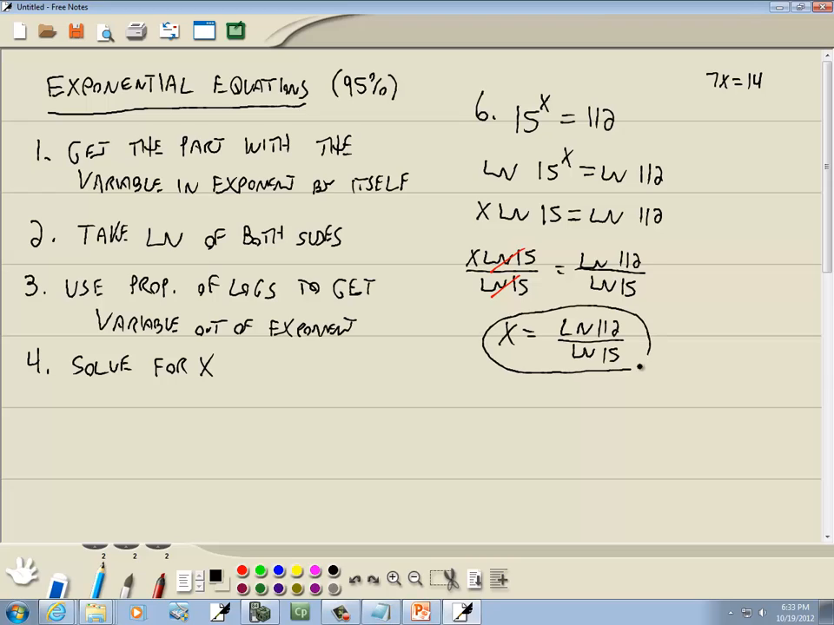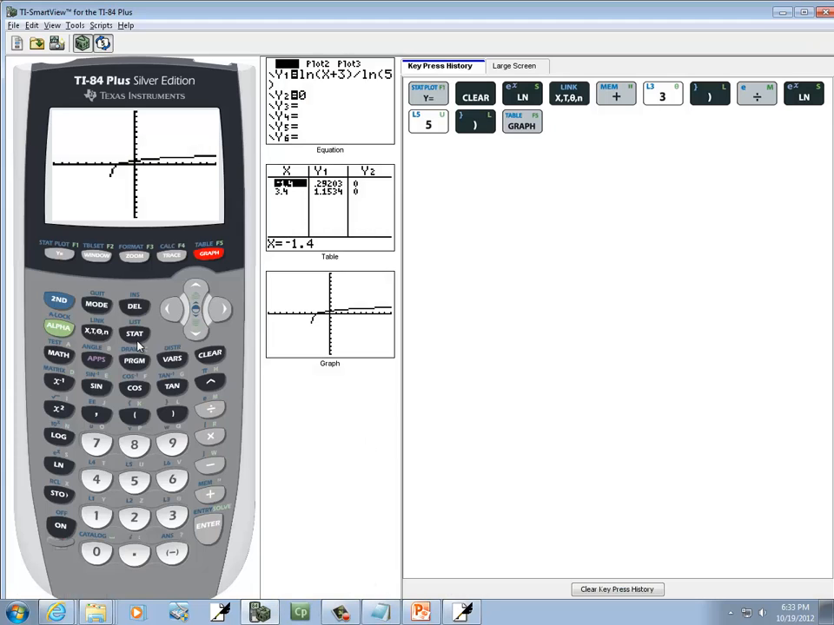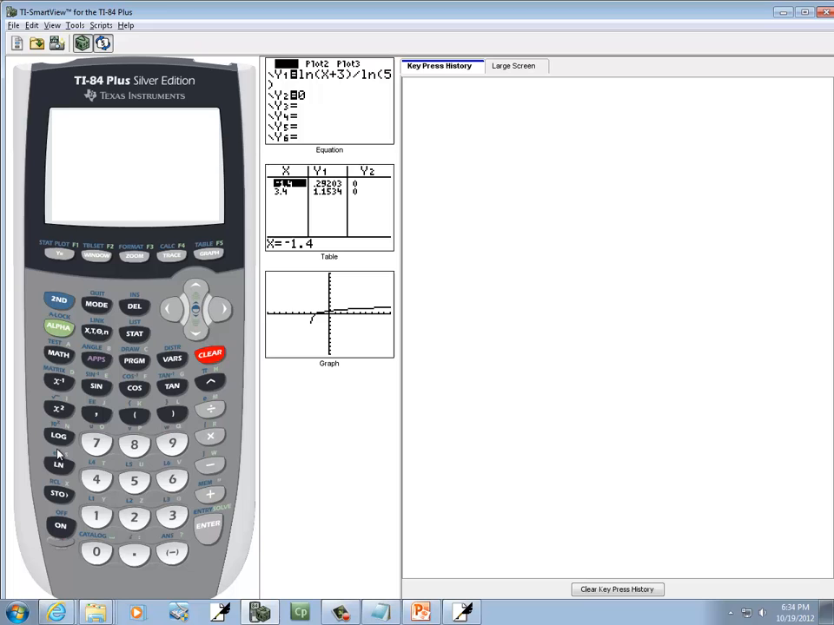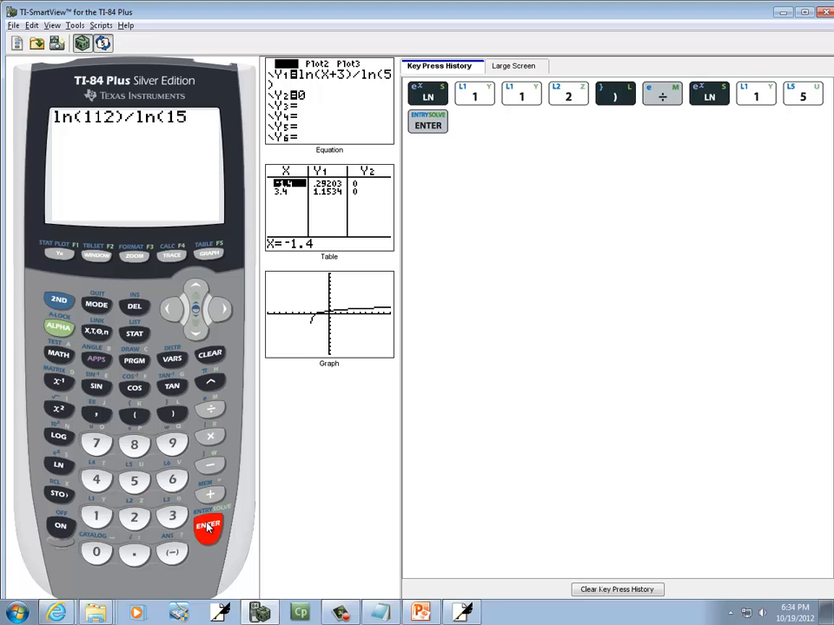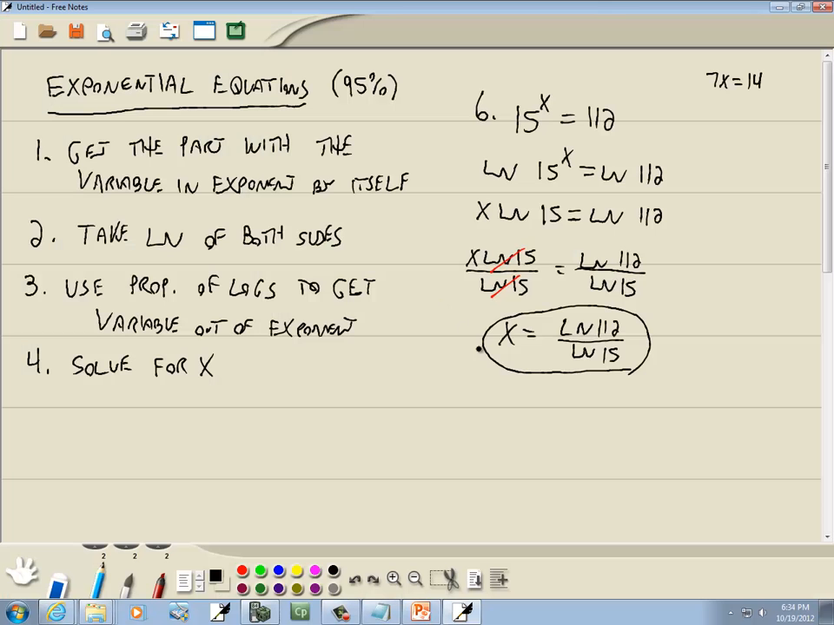Personally, I like this answer right here. So I will plug one of these in the calculator just so you can see it. To me, the calculator is the boring part. So we got natural log, ln of 112. You have to make sure you put a closing parentheses, divide by natural log of 15. Enter. 2 decimal places, we got 1.74. Now, what I circled here is an exact answer, and what we'll put down right below it is an approximation. Usually in math, we like exact answers.